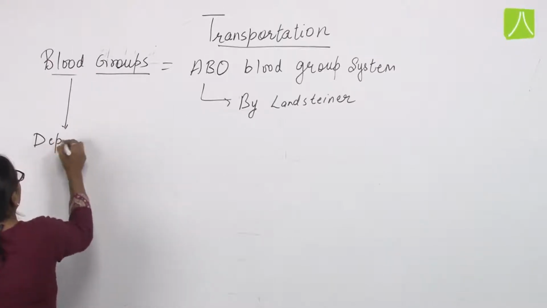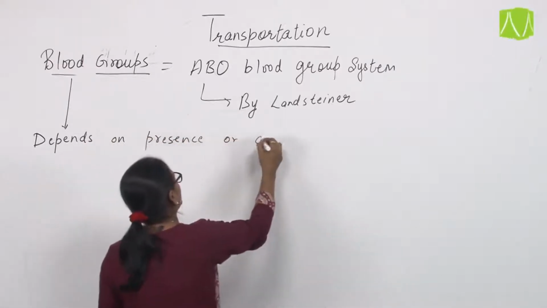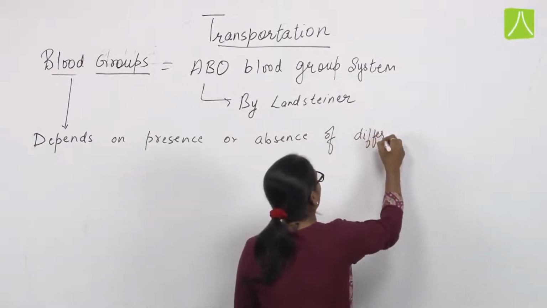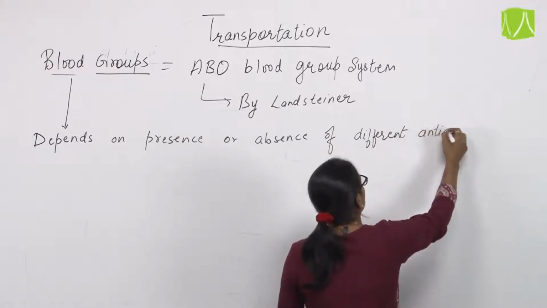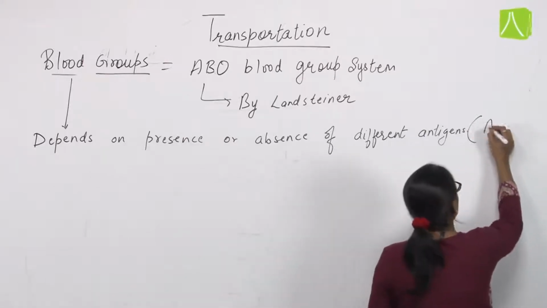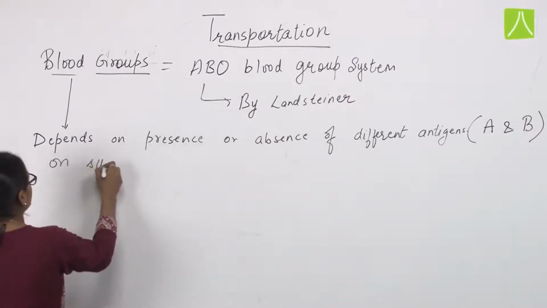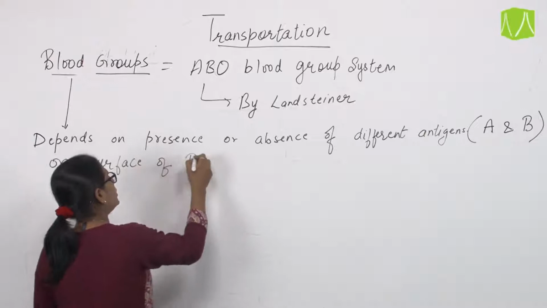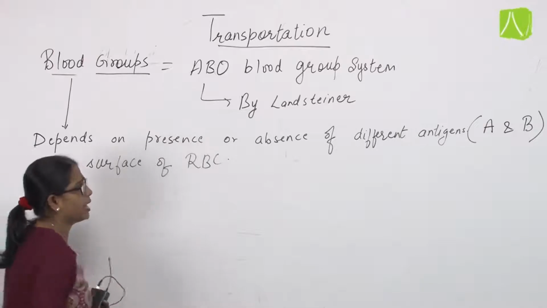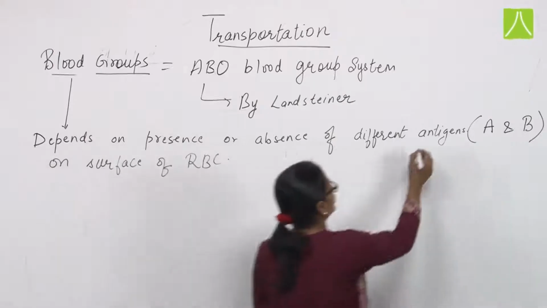It depends on the presence or absence of different antigens. And here the antigens which we are talking about are of two types that human beings have, A and B antigen on the surface of RBC, that is red blood cell. So the different antigens, that is A antigen or B antigen, are present on the surface of RBC. What is this antigen all about?